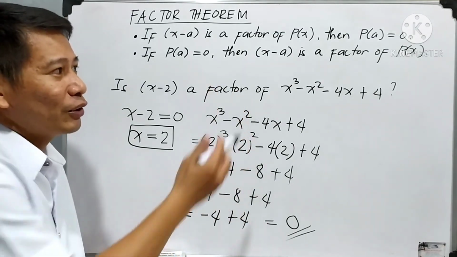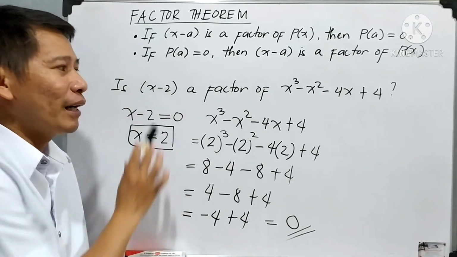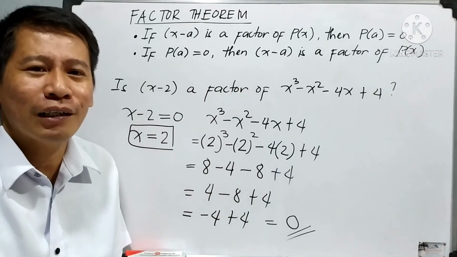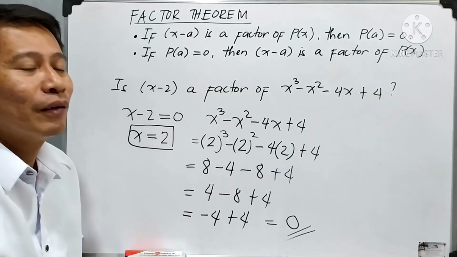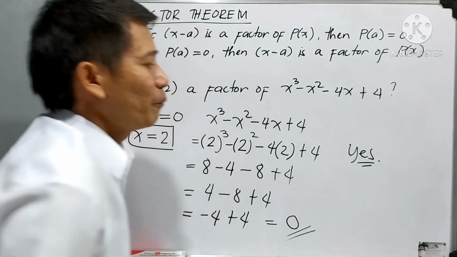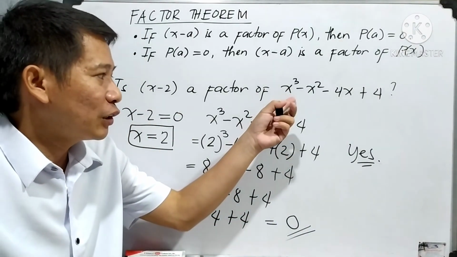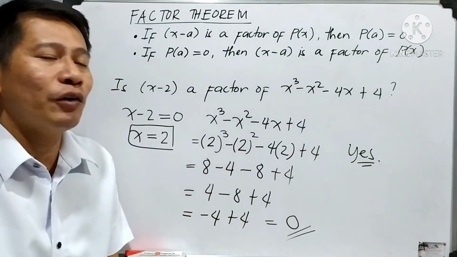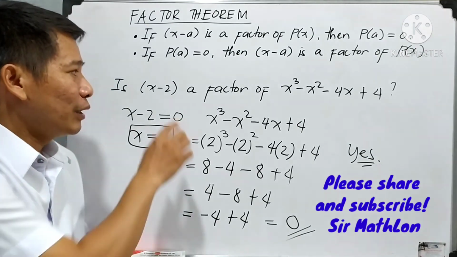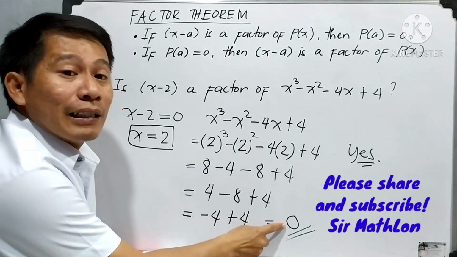Now, according to the factor theorem, if the remainder is 0, then the given binomial is a factor of the given polynomial. So what is our answer for this? Our answer is yes. Yes, x minus 2 is a factor of x cubed minus x squared minus 4x plus 4. Remember, what is the reason why this x minus 2 is a factor of this? Because the remainder is 0.